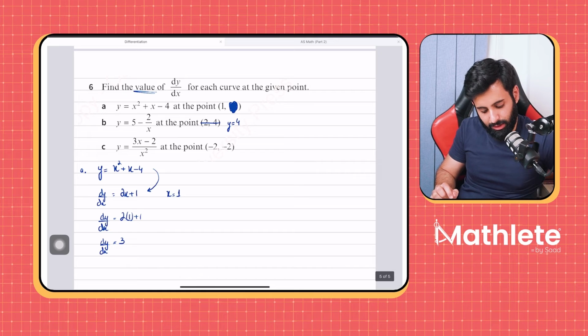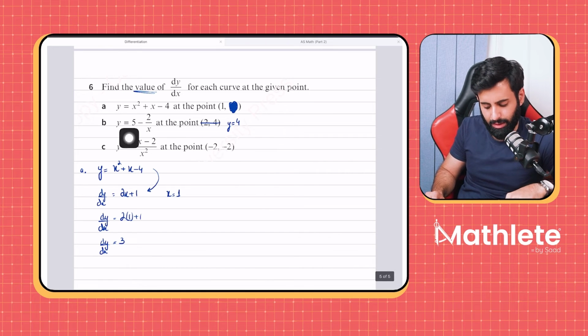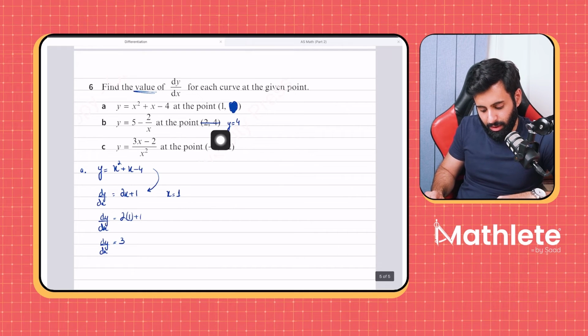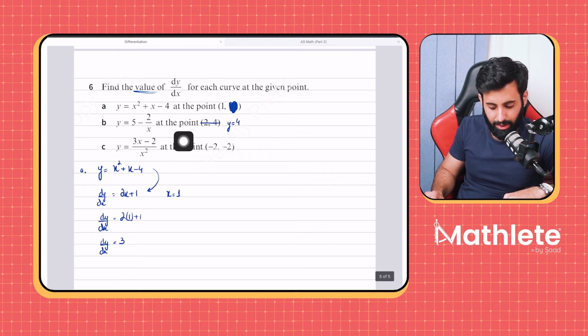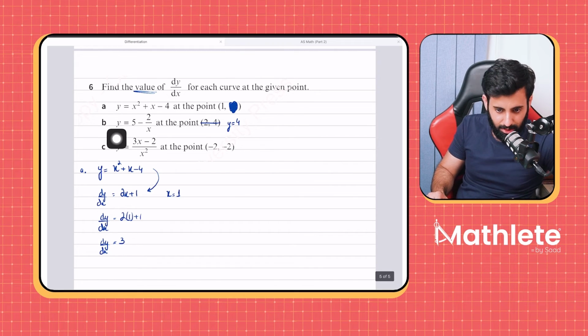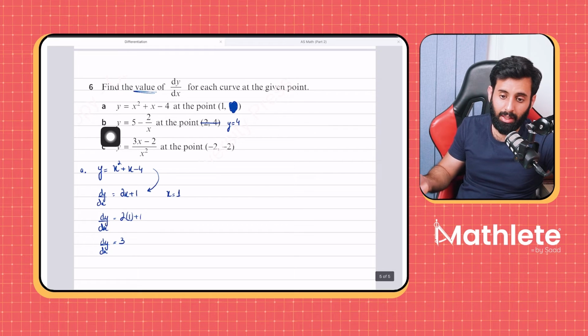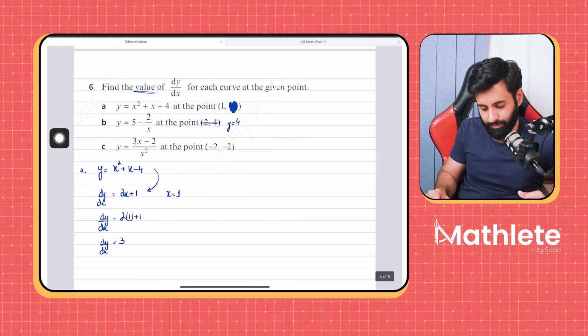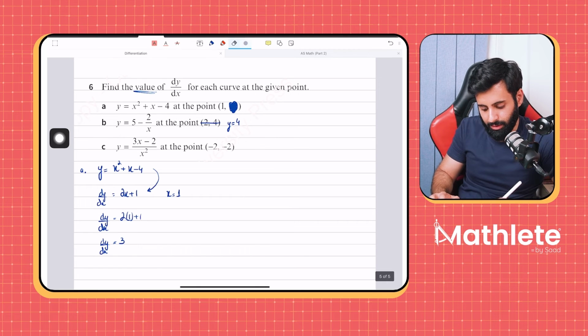We'll come across questions like these later on, but just so you know, if you are in a situation where you're only given the y coordinate and you're supposed to find the gradient, then first you plug in the value of y in the original equation, find the value of x, then you differentiate it, and then you plug in that x coordinate. Okay? That's how you do it.